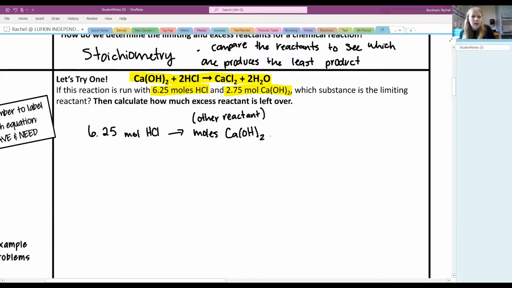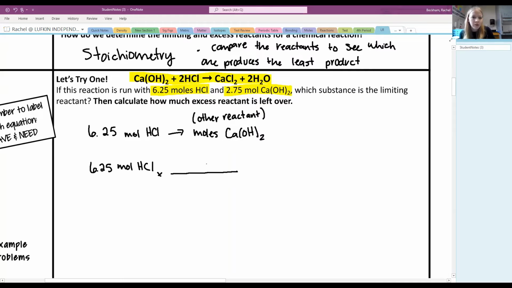Okay. And we're going to see if we have enough of it. Okay. And I'll kind of explain what this means. So first, we're going to write down what we start with, 6.25 moles of HCl. And I want you to convert that and figure out, okay, if I put in 6.25 moles of HCl, how many moles of calcium hydroxide do I need in order to make the reaction happen completely? All right, so I'm going to have everybody try this on your own.